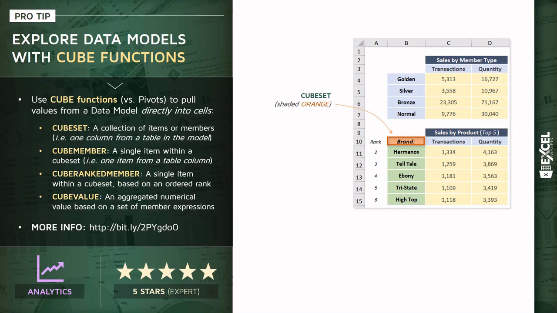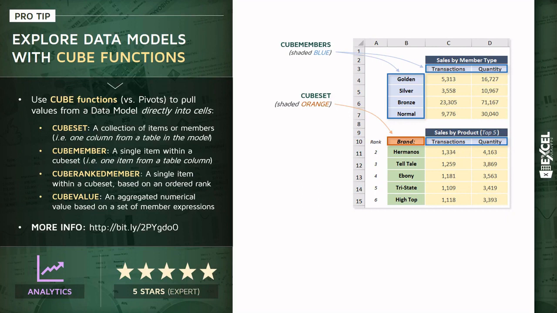Now, within cube sets, you have something called cube members, and these are shaded in blue here in the visual. A cube member is a single item from within a cube set. So in other words, it's one item out of a table column. Here we're looking at different values within the membership column in our customer table: golden, silver, bronze, and normal. And note that we also use cube members to define quantitative measures or calculated measures like transactions or quantity.